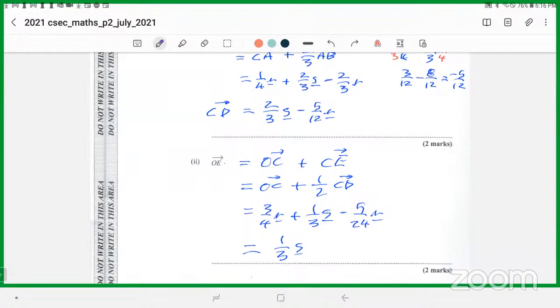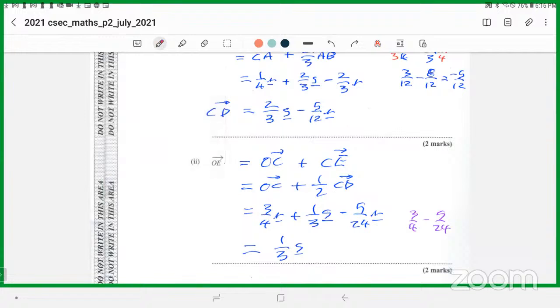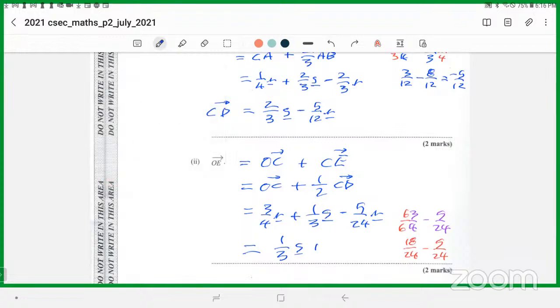But I can work it out as 3/4 minus 5/24. I want this to become 24, so I multiply this one by 6/6, because 6 goes into 24. Now this right here is 18. So it becomes 18/24 minus 5/24, which is 13/24. So I'm getting 13/24 R, plus 1/3 S. That's it, it's done.